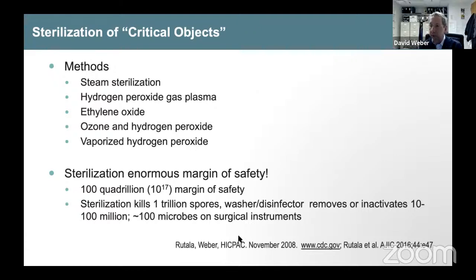So what are the methods we use? Steam sterilization. Steam sterilization is the most robust method.